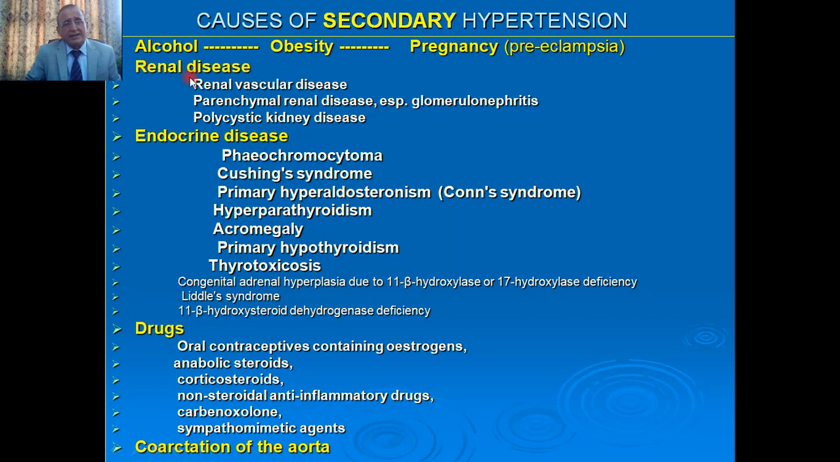And when you have a renal disease, polycystic kidney or glomerulonephritis, these are causes of secondary hypertension. Pheochromocytoma and Cushing, these are endocrine causes of hypertension, and some drugs, especially oral contraceptives and long use of steroids, can cause it, and carbenoxolone and some sympathomimetic agents can cause hypertension. And lastly, coarctation of the aorta. So in 95% of the cases you don't have a clear cause of hypertension. In only 5% of the cases you might find a cause like renal disease, endocrine, drug, and coarctation.